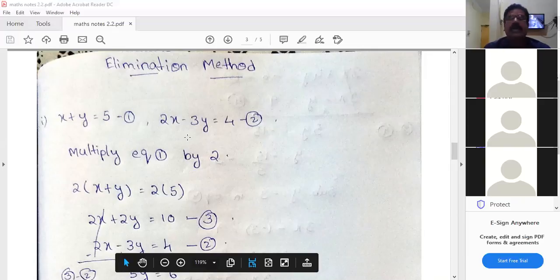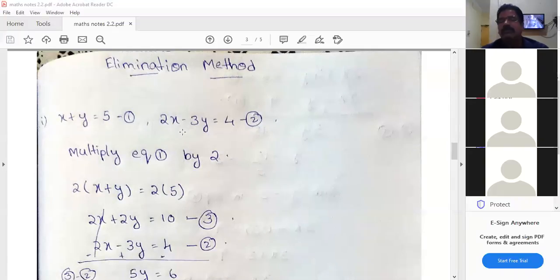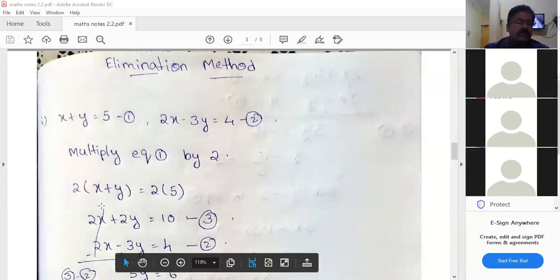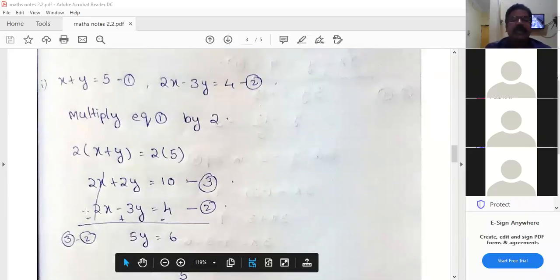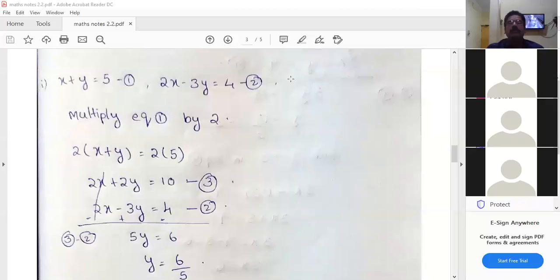And below it I wrote the second equation: 2x minus 3y equal to 4. Now my x coefficients are the same. If they have the same sign, I have to subtract. So now I am doing subtraction.